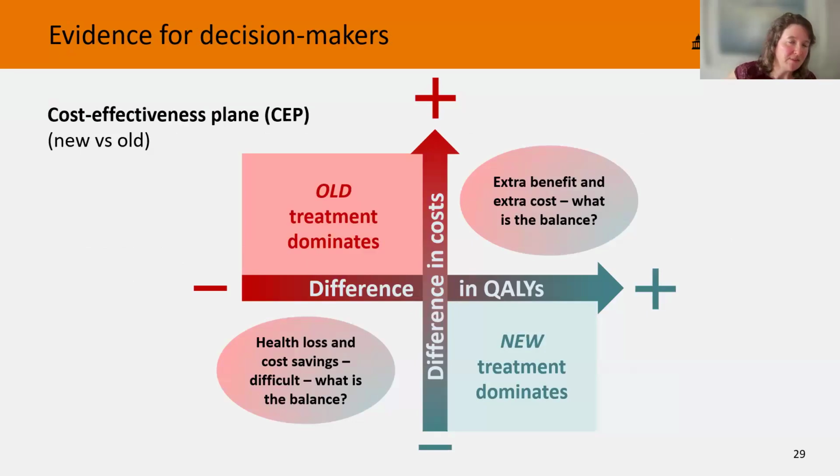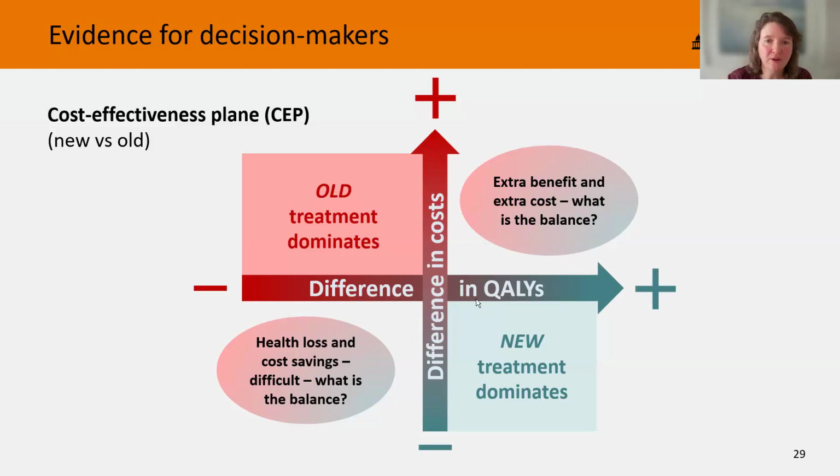So when we're presenting this to decision makers, we use diagrams because they're useful, they're easy to interpret, they're easy to explain. And the main one we use is the cost effectiveness plane, which is this plane here. So it's all about differences. So difference in costs on the y-axis, and difference in QALYs on the x-axis.